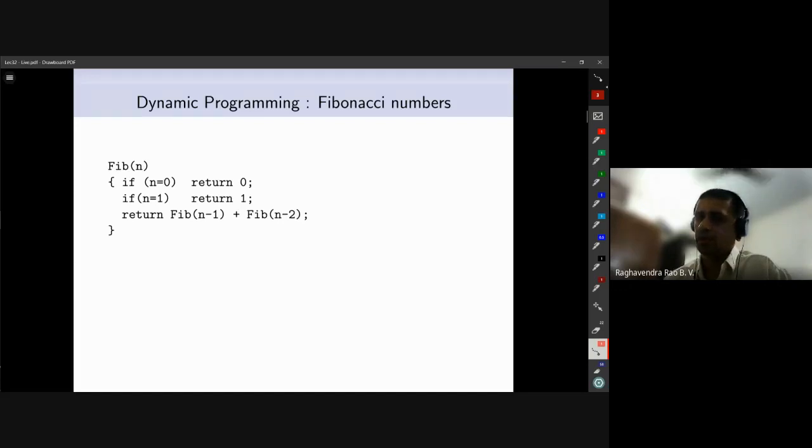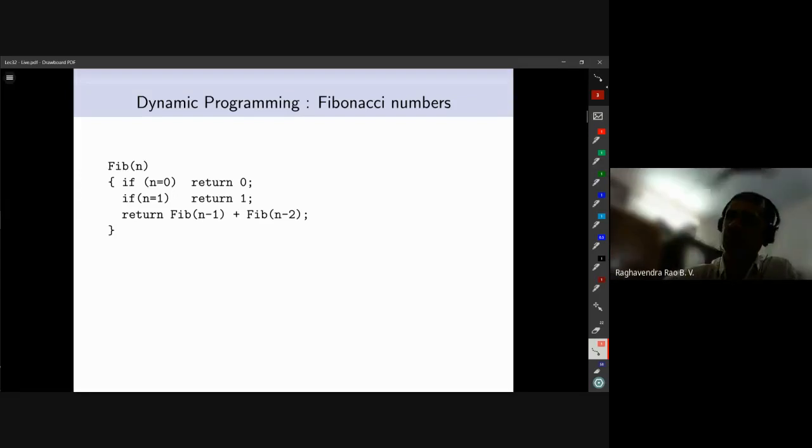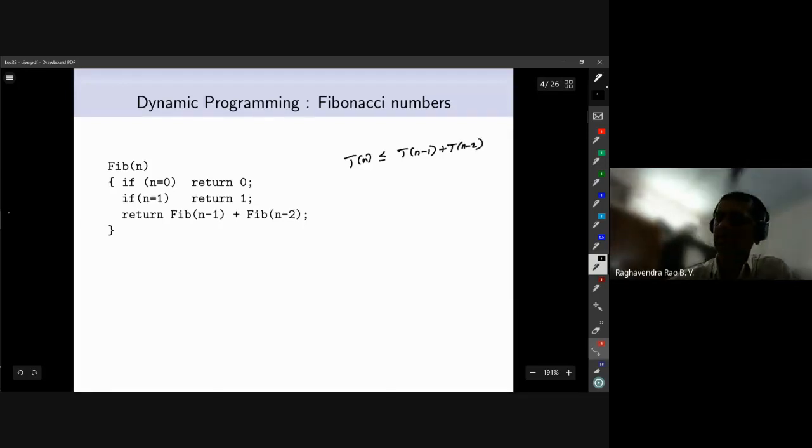Now the time complexity. If you write this recursively, T of n will be less than or equal to T of n minus 1 plus T of n minus 2, plus order of 1. It so happens that the time is also bounded by the value of the function computed, because you are making a call with n minus 1 and a call with n minus 2.